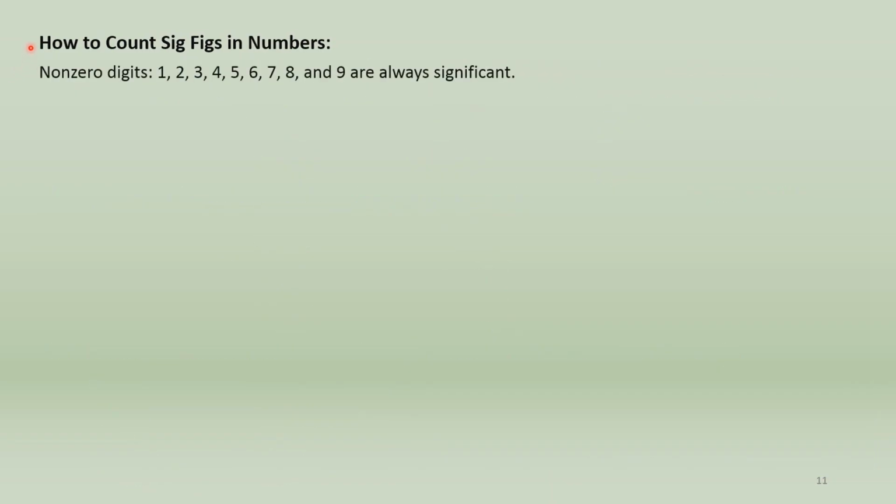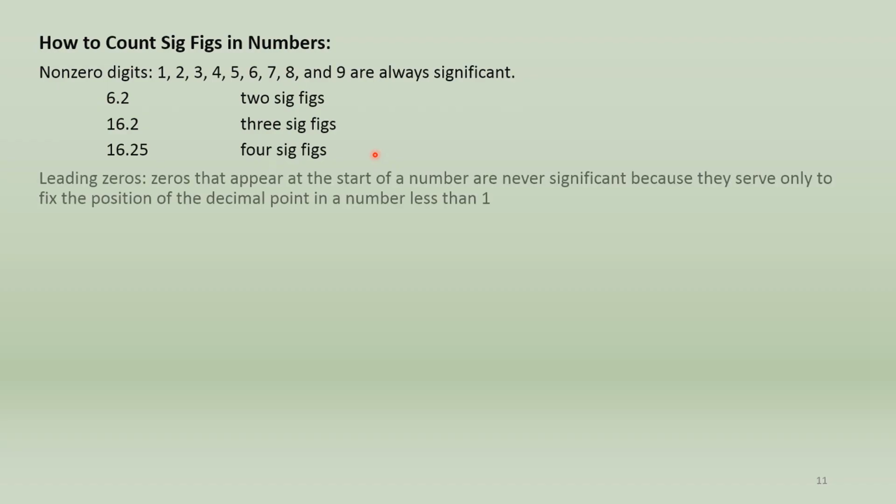So here I'm going to restate the rules for sig figs in a different fashion. Hopefully it helps. So first of all, non-zero digits, that is 1 through 9, are always significant. For example, 6.2, these are non-zero digits. There are 2 of them. There's 2 sig figs in the number. 16.2 has 3 non-zero digits, so there are 3 sig figs. 16.25 has 4 non-zero digits, or 4 sig figs.